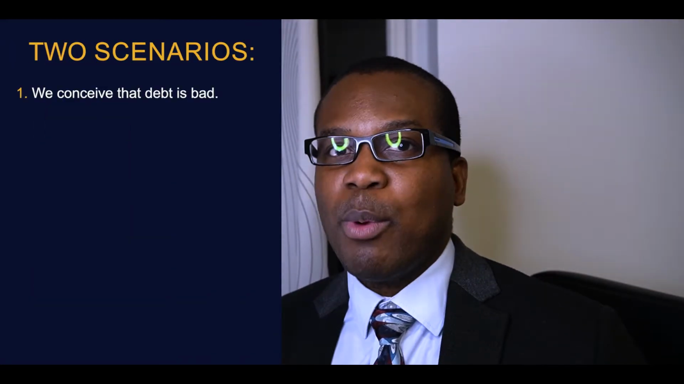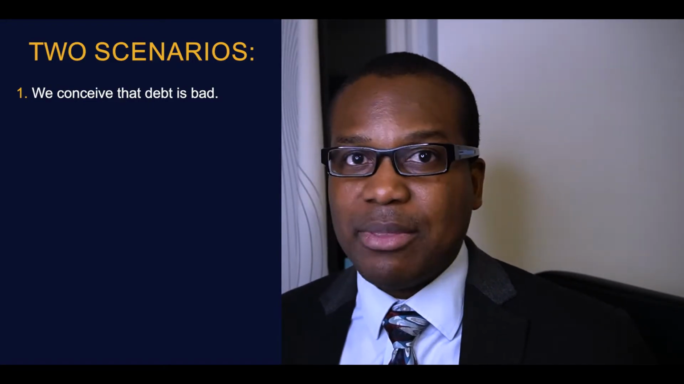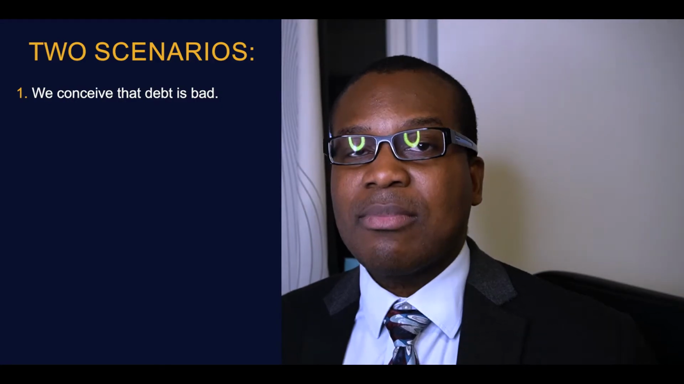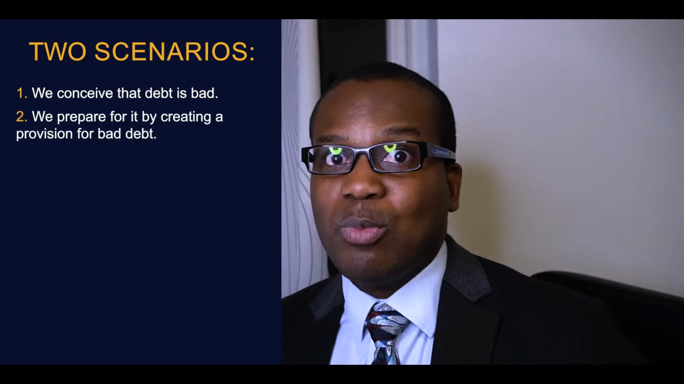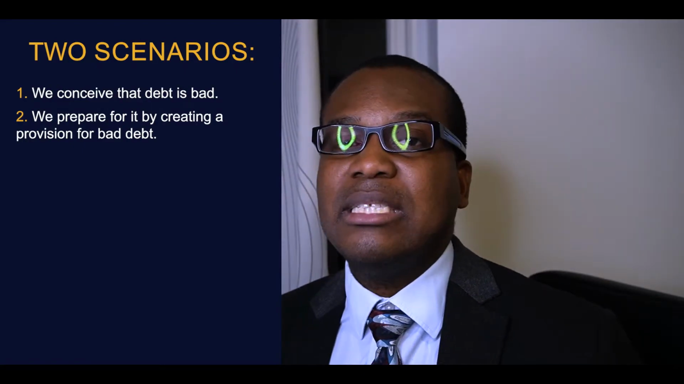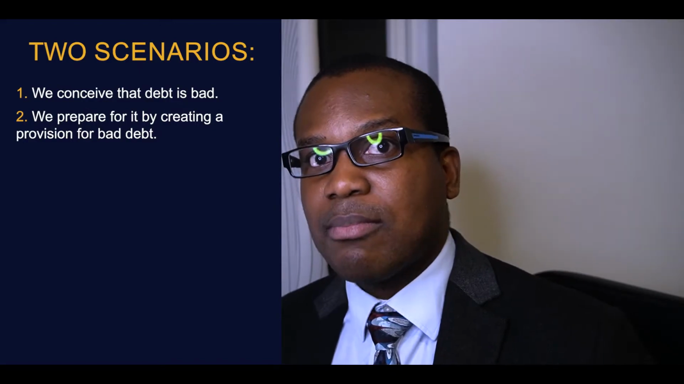So we have two scenarios. We have one scenario where we conceive that the debt is bad and therefore we're not going to get the money. We adjust the ledger. And here we have a concept whereby we provide for the debt that will not be received, and so we prepare for it by creating a provision for bad debt.